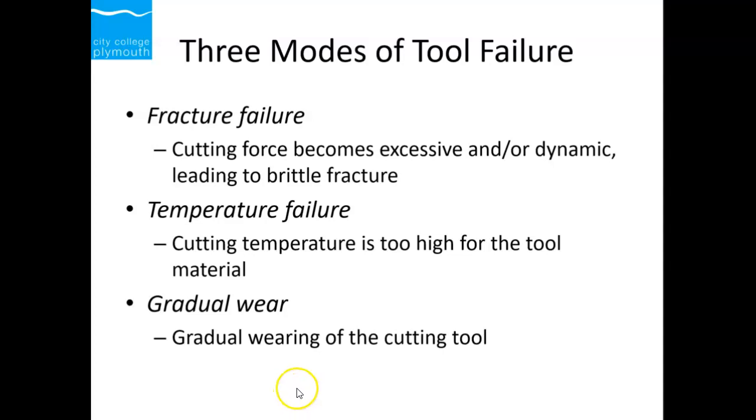Now going back to the previous video, three modes of tool failure. We have the fracture failure, which has to do with excessive loading or excessive cutting speed. We have temperature failure, when the temperature of the tool becomes very high and it loses properties and fails. Then we have regular wear and tear, gradual wear, which depends on different factors. These are an equation for the tool life, which we will have a look at in a minute.